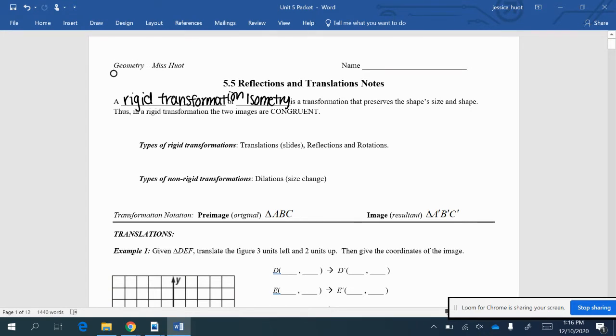So types of rigid transformations are translations or slides, reflections, and rotations. Types of non-rigid transformations are dilations. Transformation notation. The pre-image is the original shape, and we call that, for example, triangle ABC. The image is the resultant, and we call that triangle A prime, B prime, C prime.